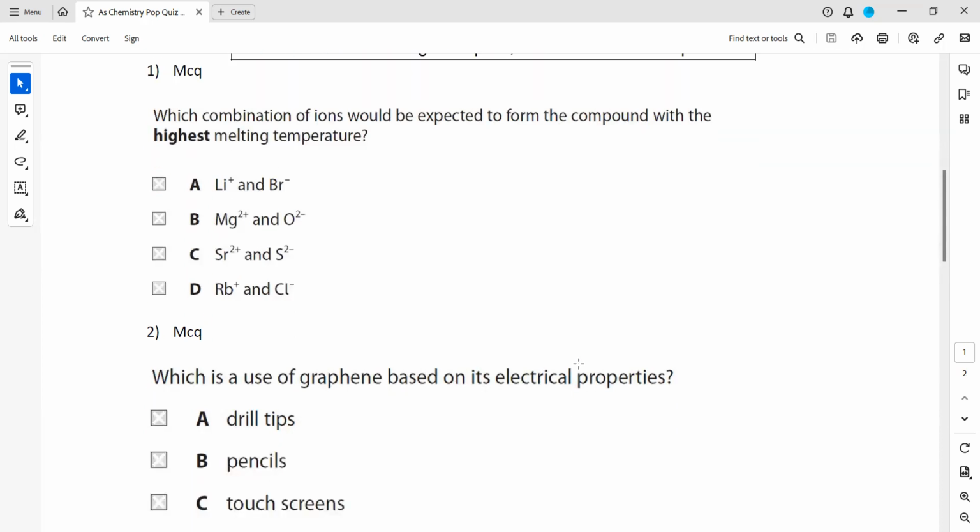As I mentioned in the previous one, highest melting temperature means we want a strong ionic bond. And the strength of an ionic bond depends on the size of the ions. The size of the ion should be as small as possible. So for a stronger ionic bond, the size of the ion should be small, and the charge on the ion should be large.